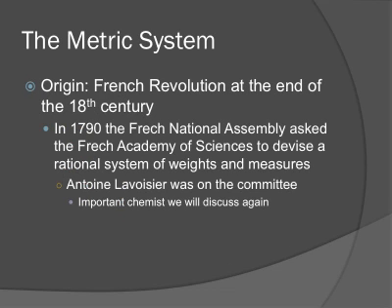So let's switch gears now to the metric system. The metric system came around in the French Revolution times, towards the end of the 18th century. It was in 1790 that the French National Assembly asked the French Academy of Sciences to come up with some sort of system. By this point in time, the printing press had been developed. This is when we really started taking off.